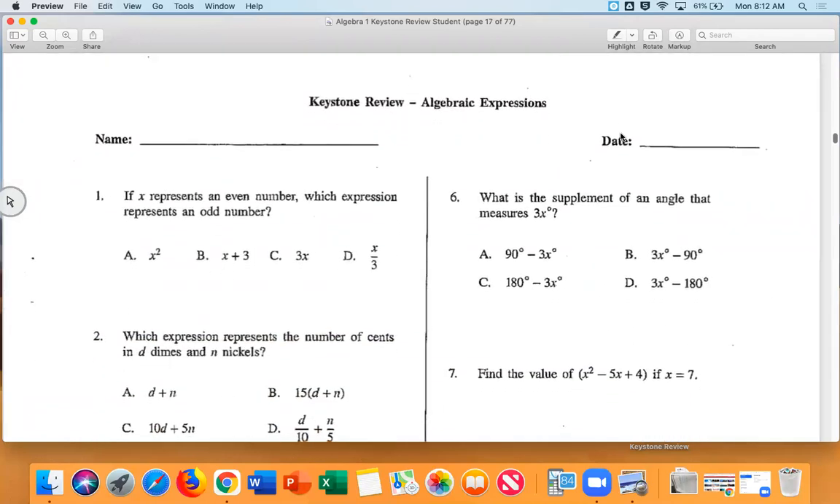All right, let's go to the next section here. This section is on algebraic expressions.